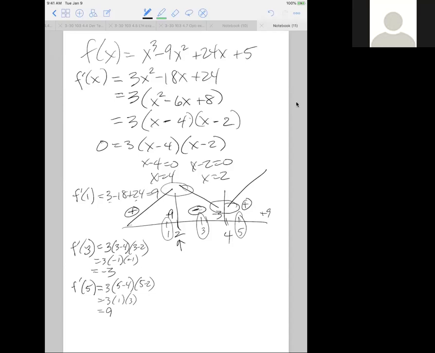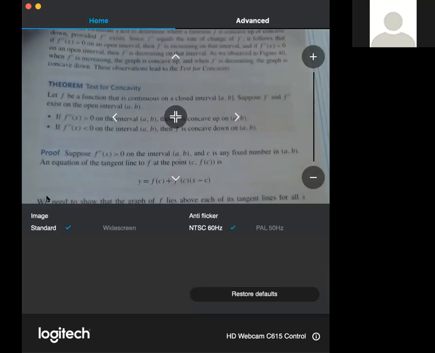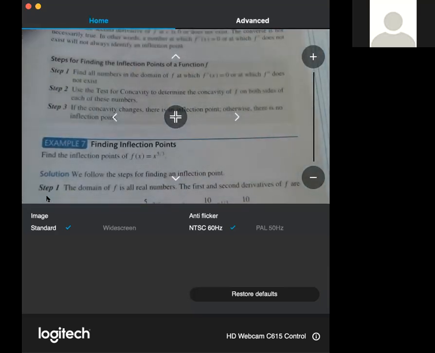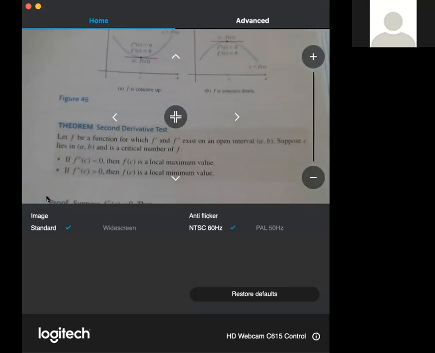What is it, local max or local min? Now let's go to the second derivative test. I'll tell you what, let me go to the text real quick and show you the second derivative test. I will back off from this, new share, go to the book again. And here, the second derivative test, I believe, is a couple pages over. Yeah, there it is.